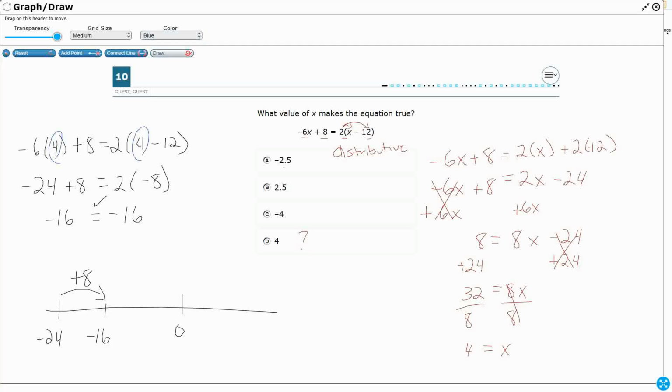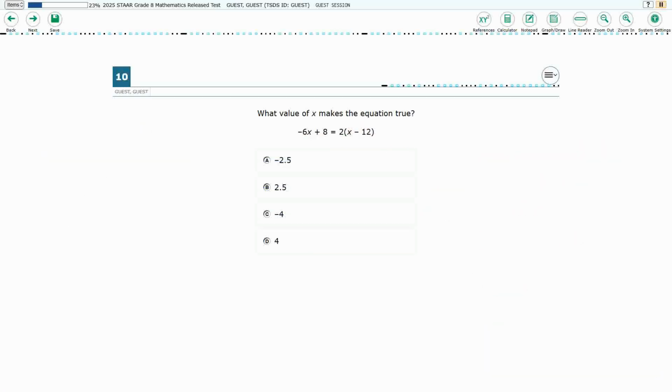We could have just brute forced it, but look what would have happened if we did that. We would have had to go through every single one of those if we did them in order. It's actually a lot faster to isolate the variable. But either way, your answer is going to be D, 4. That makes the equation true.